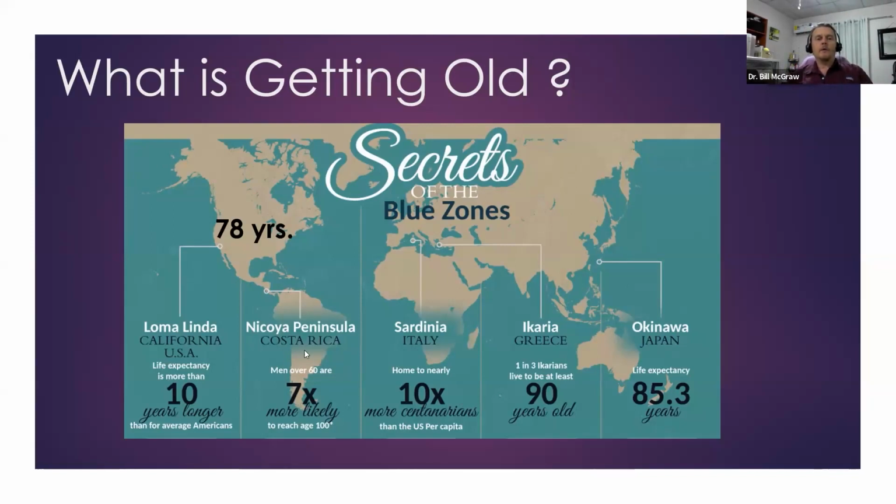Well, if you go up the road from where I live to Nicoya Peninsula in Costa Rica, you're 7 times more likely to reach the age of 100 than in the United States. Sardinia, Italy, right? It's another island. You're 10 times more likely to reach 100. Icaria, Greece, 1 in 3 people live to be over the age of 90. That's 12 years older than the United States.